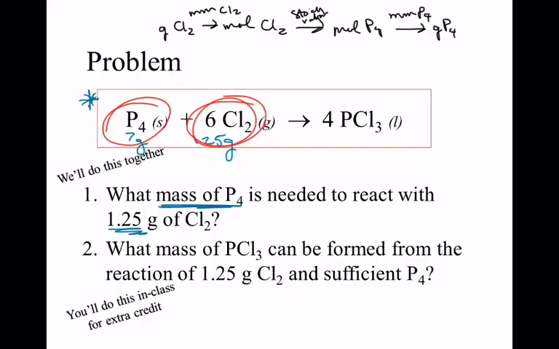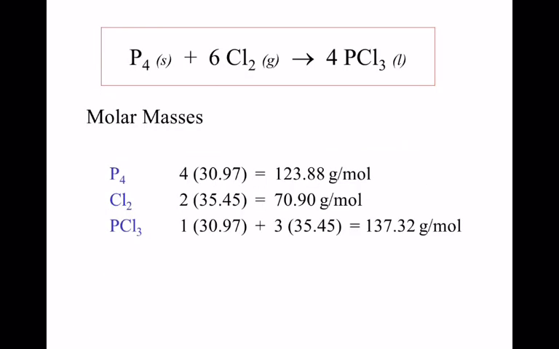Like I did before, I'm going to have a slide that knocks out the molar mass of Cl2, P4, and PCl3. I don't know if you guys have these. Did you already have these? Okay, good. So we got these from the periodic table. We took 4 times the decimal number for phosphorus to get the molar mass of P4, 2 times the decimal number for chlorine to get the molar mass of Cl2, and similarly the molar mass of PCl3.